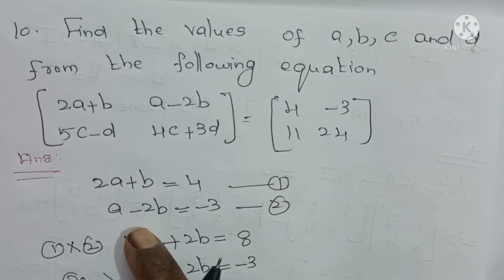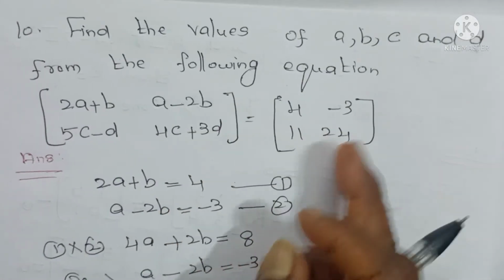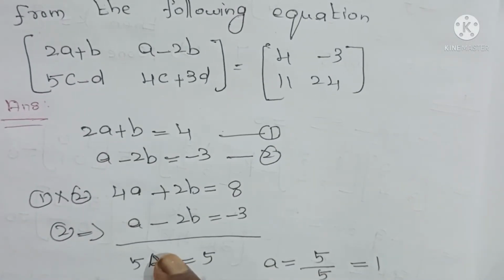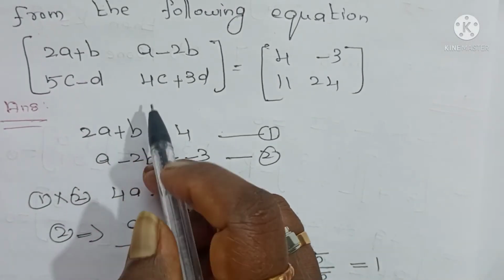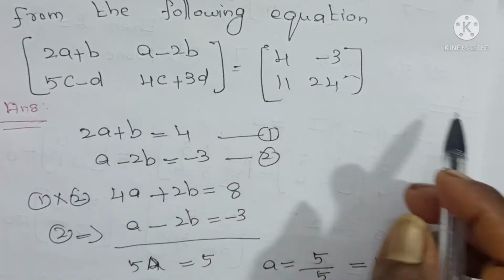Let's move on to 10th question. Find the values of A, B, C and D from the following equation. They have given one equation, then you have to find the values of A, B, C, D. Here also this matrix is equal to this matrix, which means corresponding elements are equal.